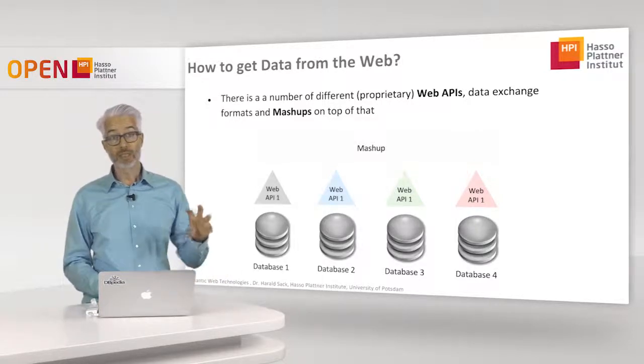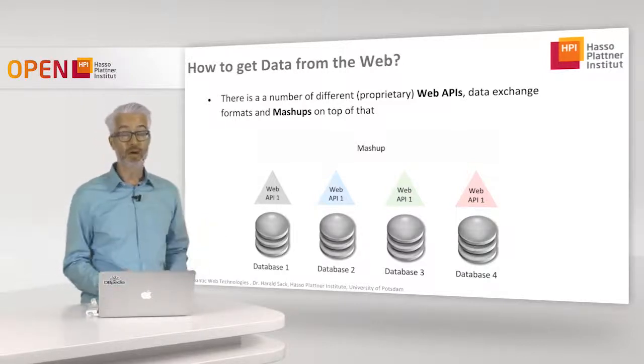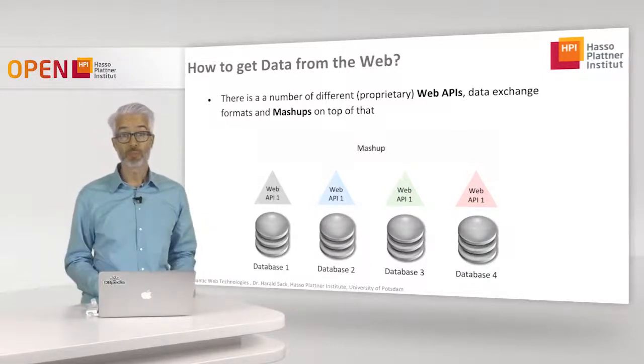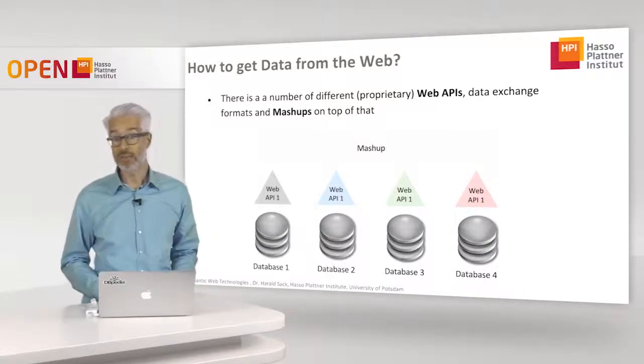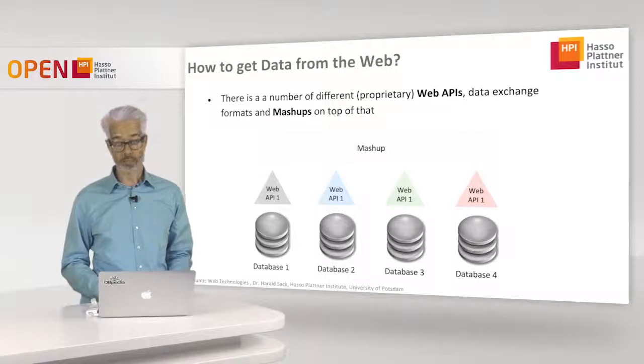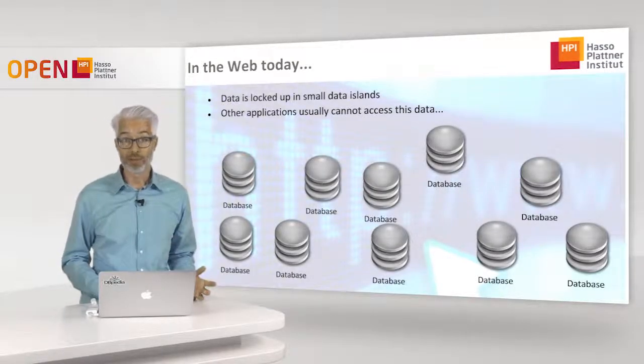And if you want, for example, to create mashups which use a multitude of data distributed out there in the web, of course you have to use several different APIs, and all of these APIs are different. And of course then the problem that you have multiplies.